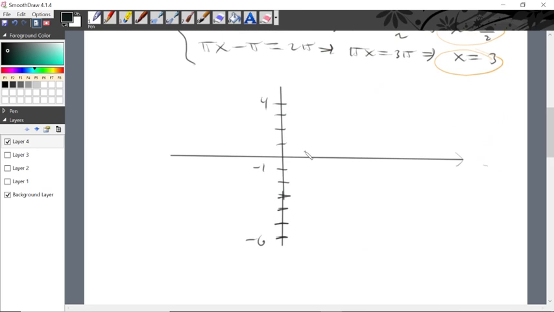Let's do it this way. If I call this 1/2, and then this is 1, then this can be 3 halves, and this can be 2, and this can be 5 halves, and this can be 3, for example. And then I'll plot in green our points.